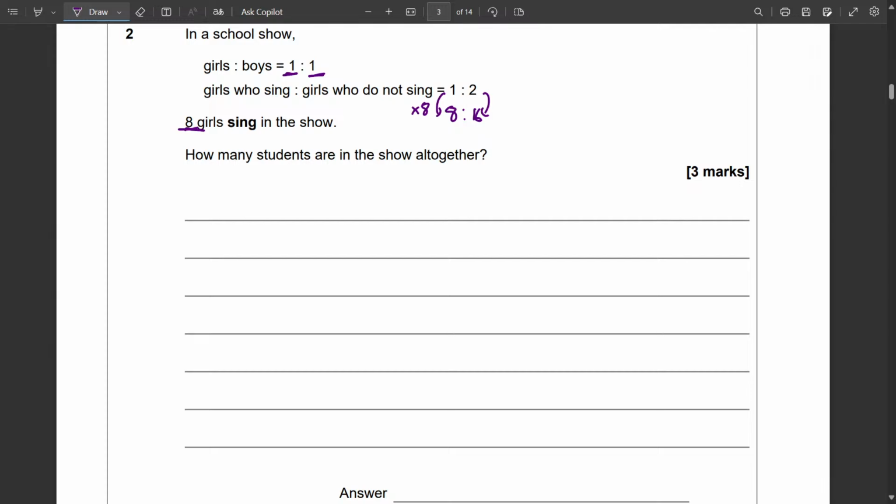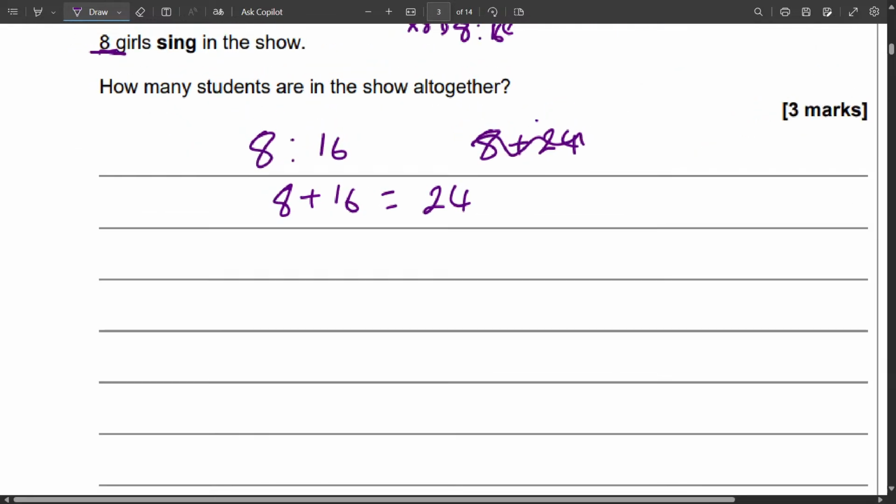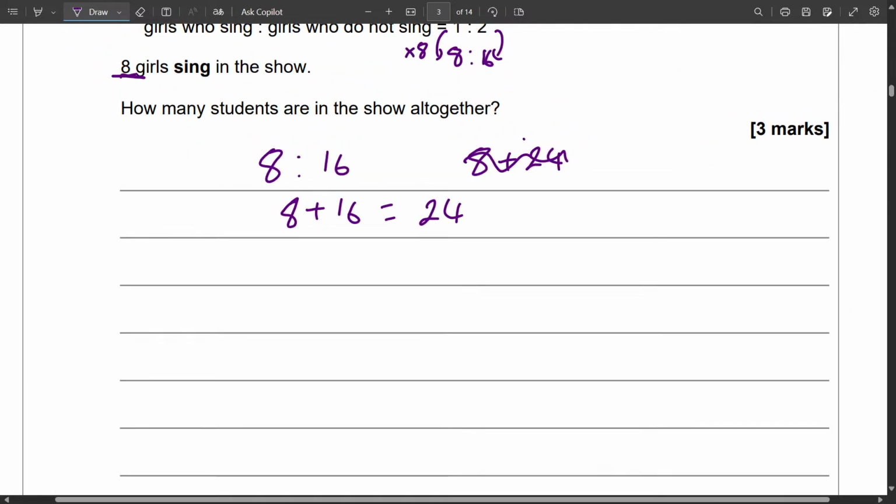So how many girls are there altogether? 8 girls who sing and 16 girls who do not sing. So we have 8 add 16, and that gives you 24. So there are 24 girls altogether. There are 8 who sing and 16 who do not sing.